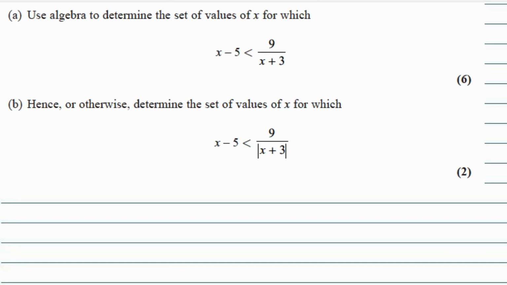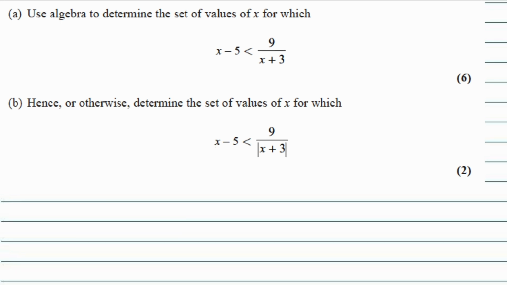Hi everybody. In this video, I'm going to take you through an exam question on solving fractional inequalities. So we need to determine the set of values for x, for which x minus 5 is less than 9 over x plus 3. The problem we have with questions like this is that this x plus 3 could be a positive or a negative, and if you multiply both sides by the negative, we'd have to change the sign. But if this is a positive, we wouldn't have to change the sign.